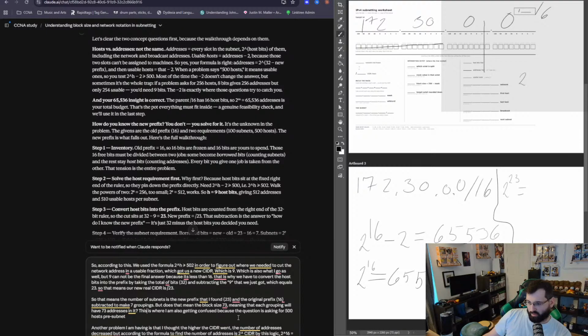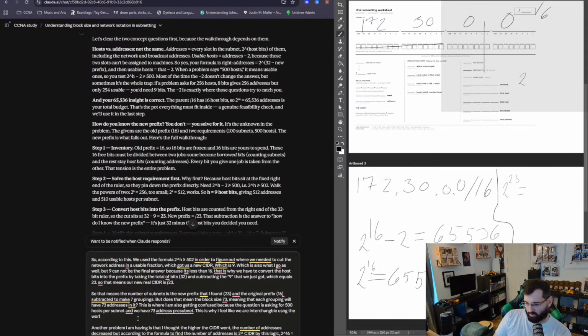This is where I'm also getting confused, because the question is asking for 500 hosts per subnet, and we have 73 addresses per subnet. This is why I feel like we are interchangeably using the words host and addresses.